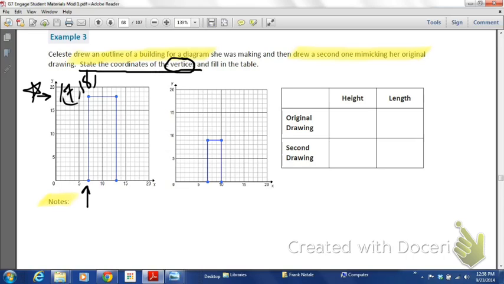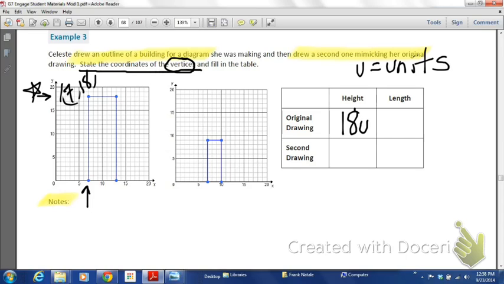So the only thing we're concerned with right now is the original drawing's height, and that was 18 units. Let's just put u, because u is going to equal units. We haven't determined whether it's centimeters, inches, whatever. We're just using units. Okay, 18 units there.